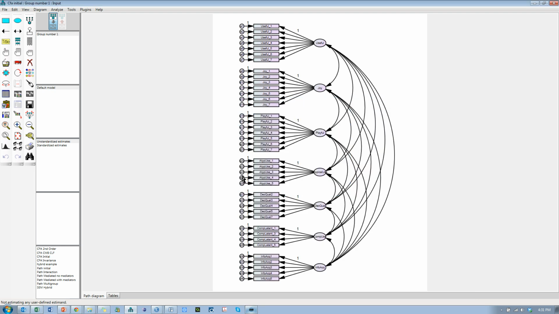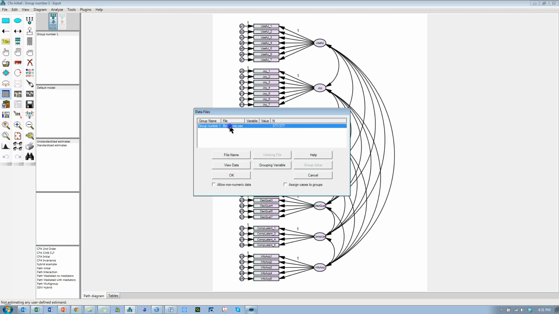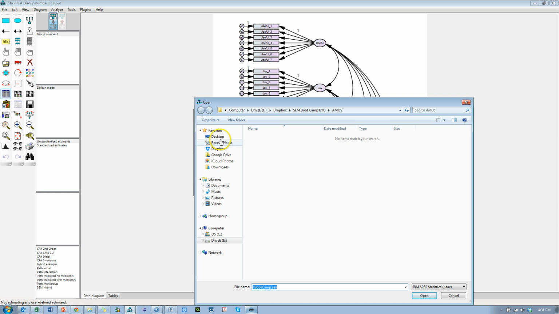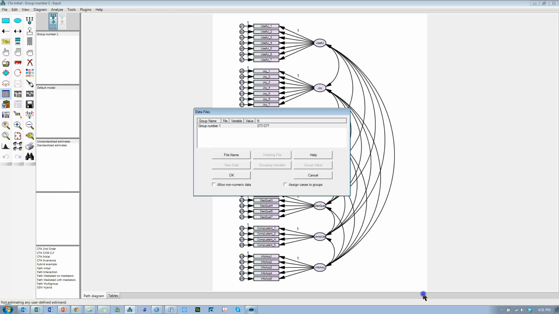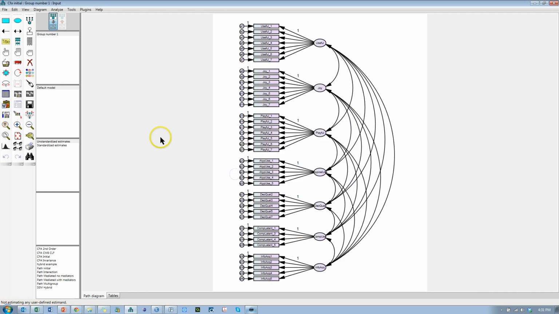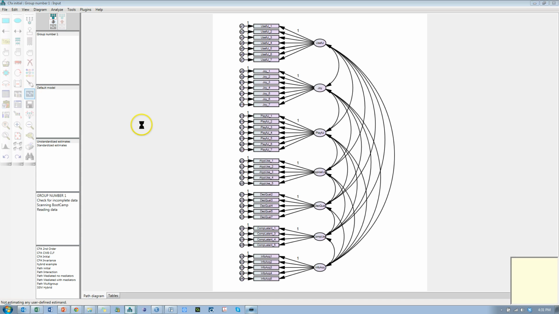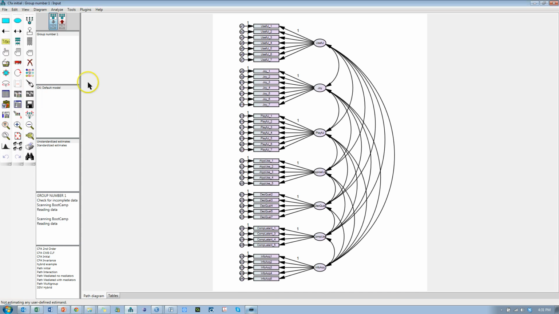Okay. Now let's run it. Maybe it was the one on the desktop. Desktop. SEM BootCamp. Oh, this one. Open. Yeah, 375. Okay. Now run. Find the right data. That's important. And it ran.